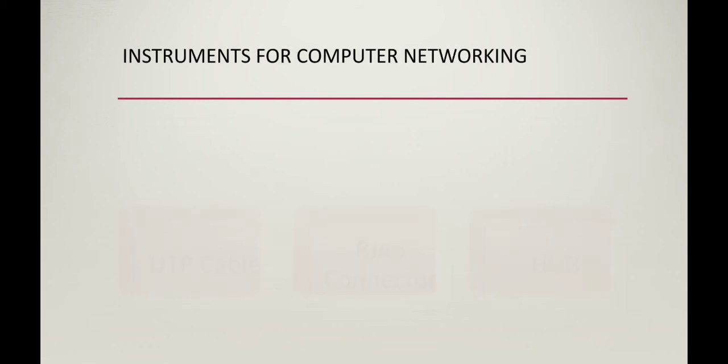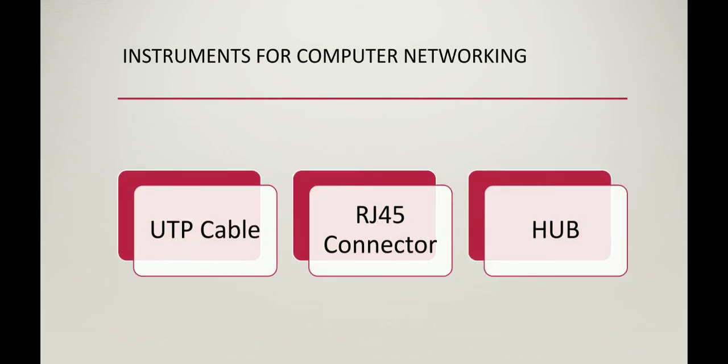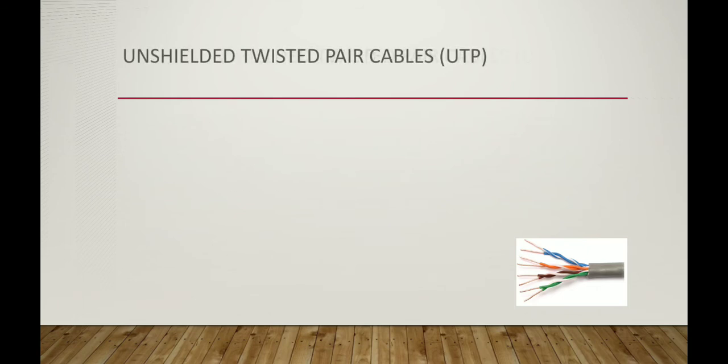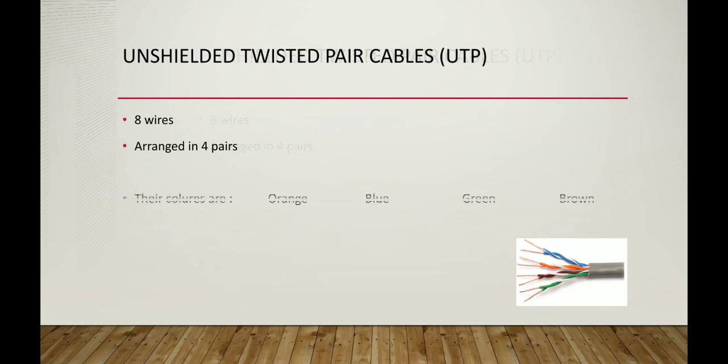Instruments for computer networking: UTP cables, RJ45 connector, and hub are the instruments commonly used for computer networking. Unshielded twisted pair cables, UTP. There are 8 wires. They are arranged in 4 pairs. Their colors are orange, blue, green, brown, white orange, white blue, white green, and white brown.